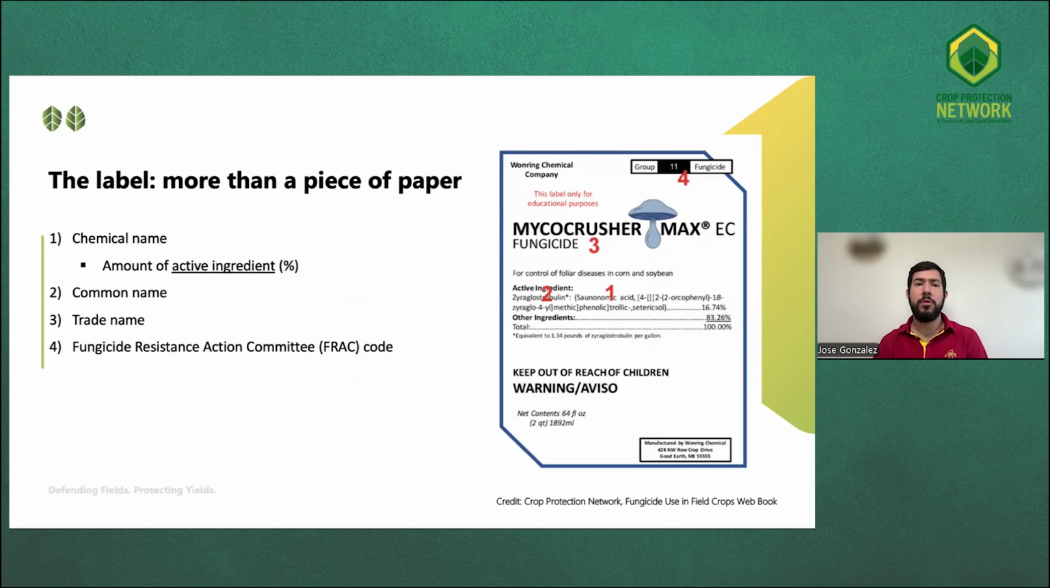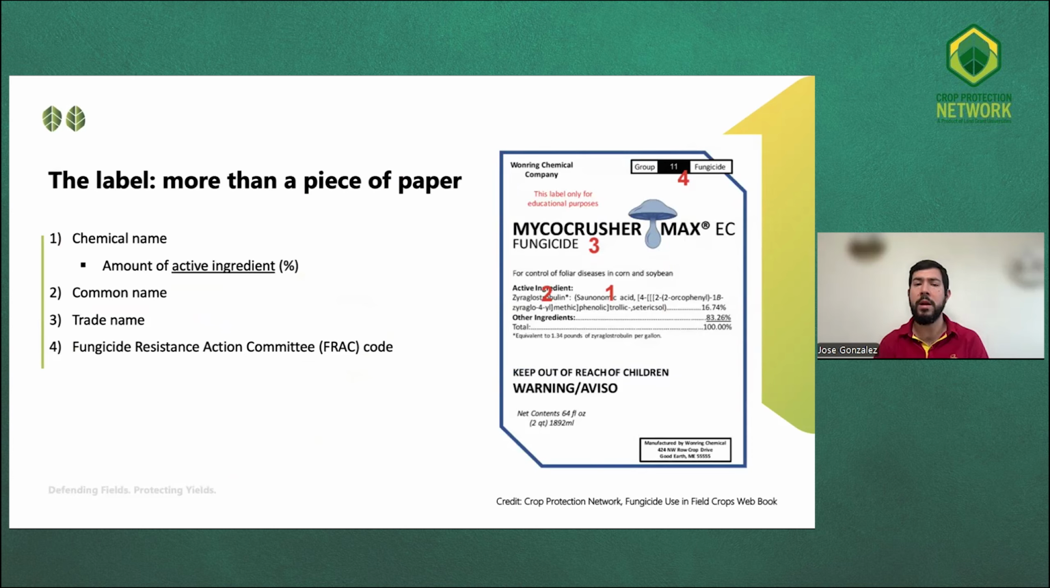The label is more than a paper, it is the law, so we should comply with what we find in the label of a chemical, of a fungicide. Here to the right, you can see a made-up label that serves as an example. And with the numbers in red, I'm showing certain parts that we should be familiar with.